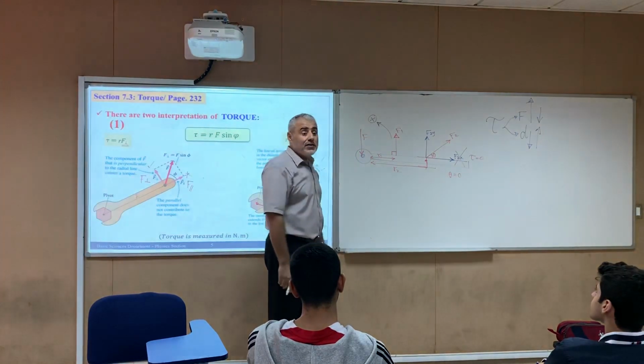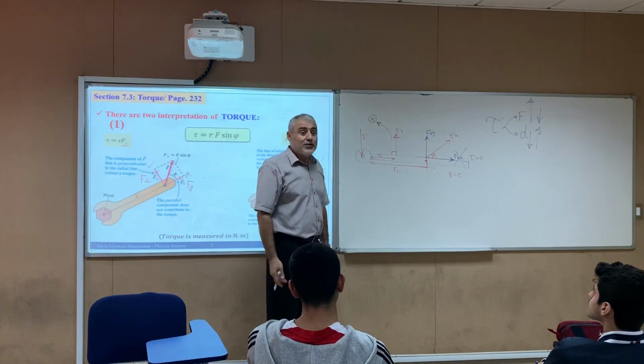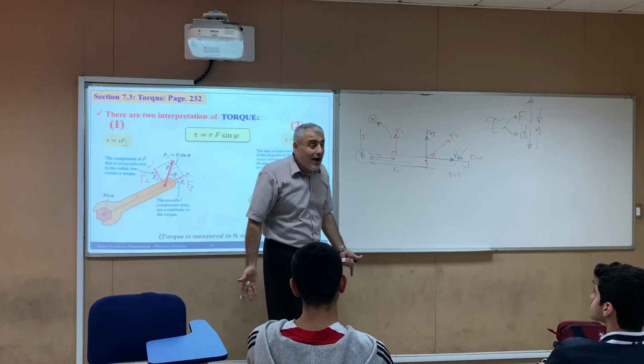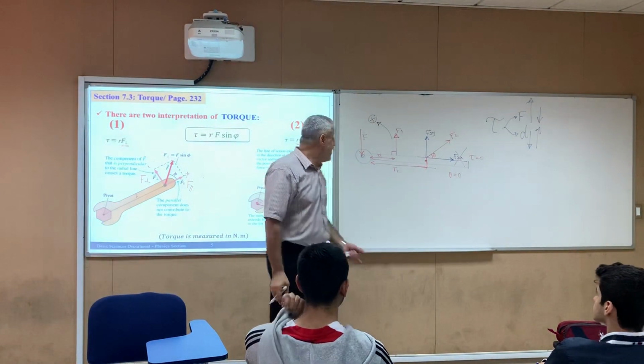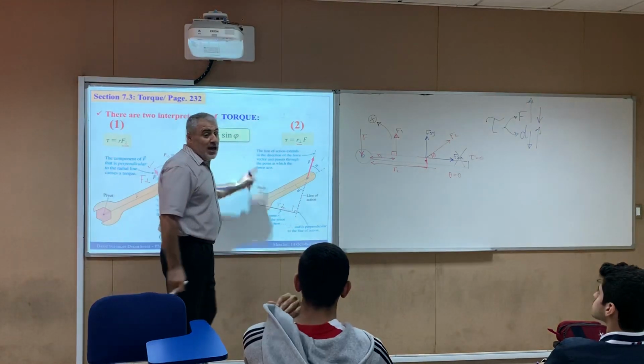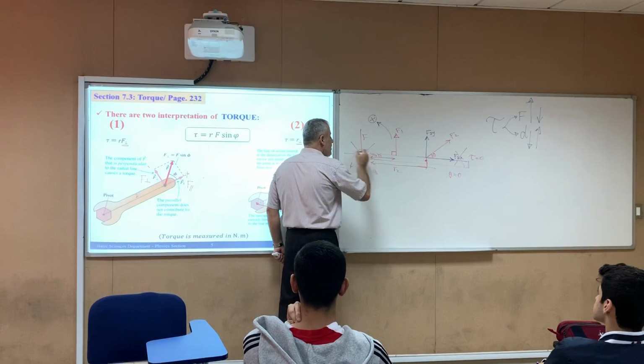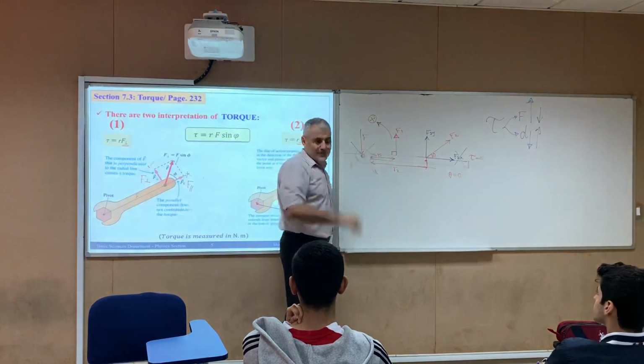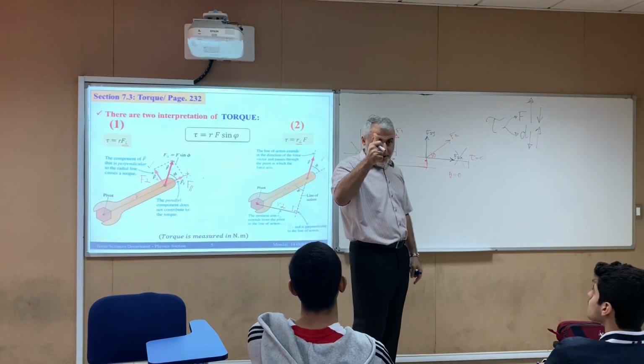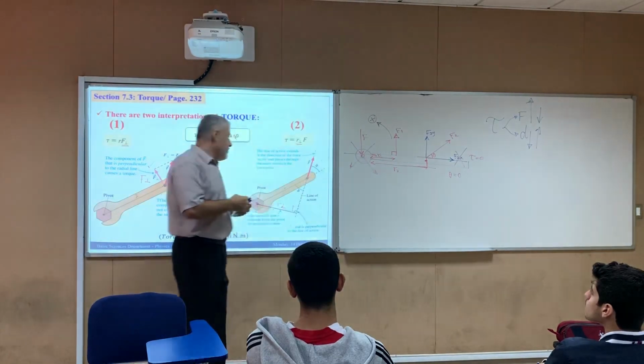This force has a torque, but it's on the pivot itself. So it's zero, because r is 0. If r is 0, the whole term is zero, so any force passing through the pivot from any direction gives zero torque. Keep this in mind because we will have this problem later.